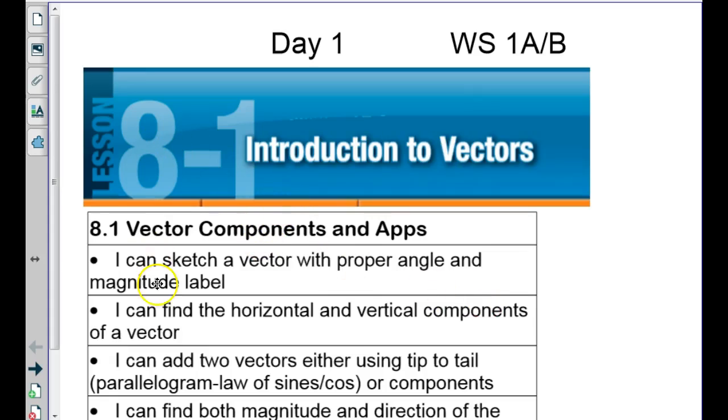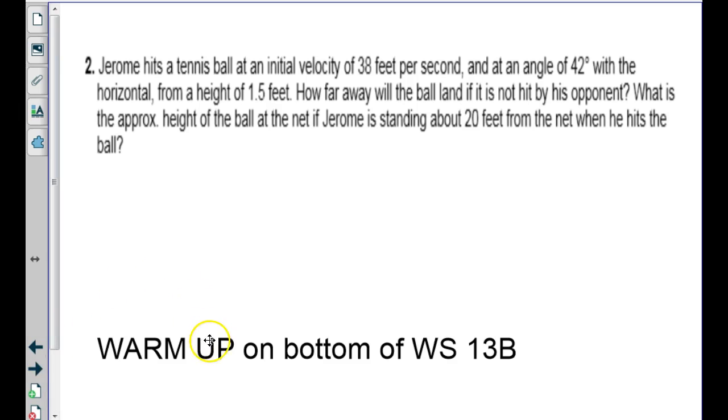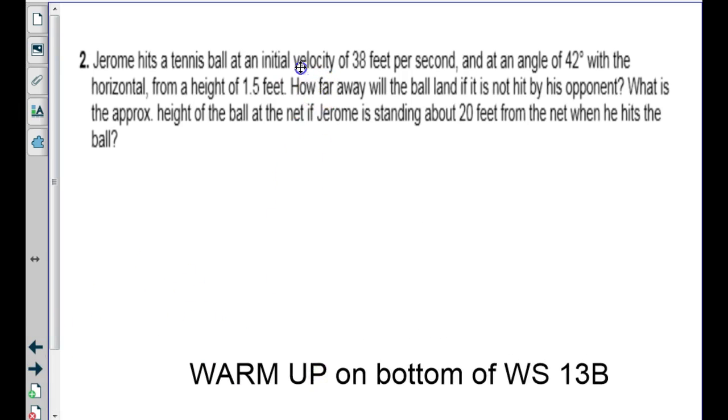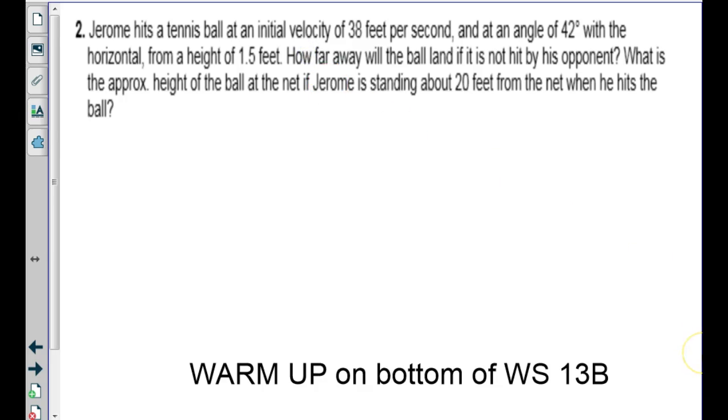All right, so today we're going to start learning about vectors, the basics, but first I wanted to revisit a projectile motion problem from the parametrics unit because we only did a couple yesterday. And this is important not only for the quiz, but for the final.